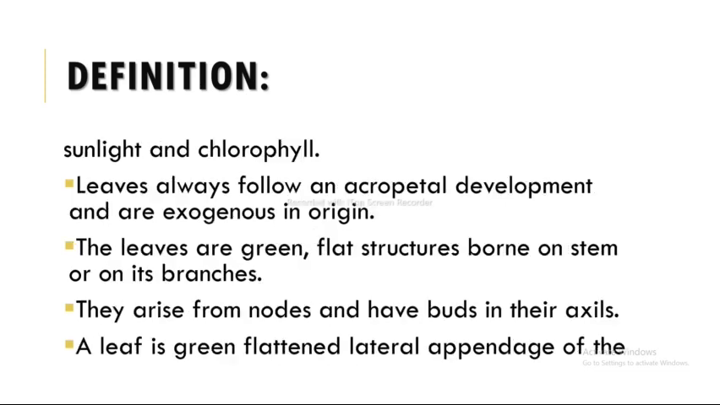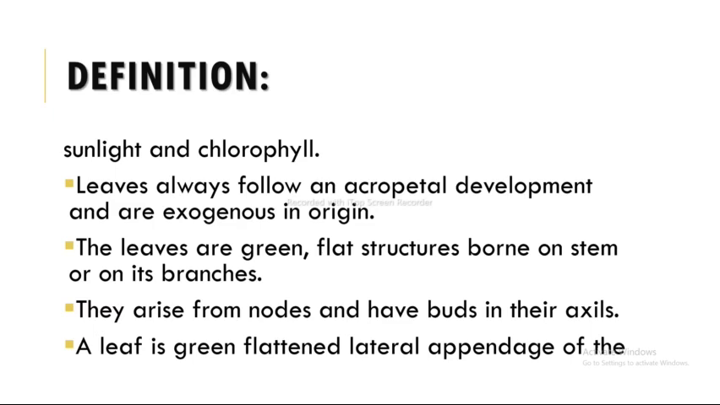In the presence of sunlight and chlorophyll, leaves always follow an acropetal development and are exogenous in origin. Now the question is, what is meant by acropetal development? Acropetal means upwards from the base or point of attachment. Leaves are green, flat structures which are borne on stem or on its branches, and they arise from nodes and have buds in their axils.